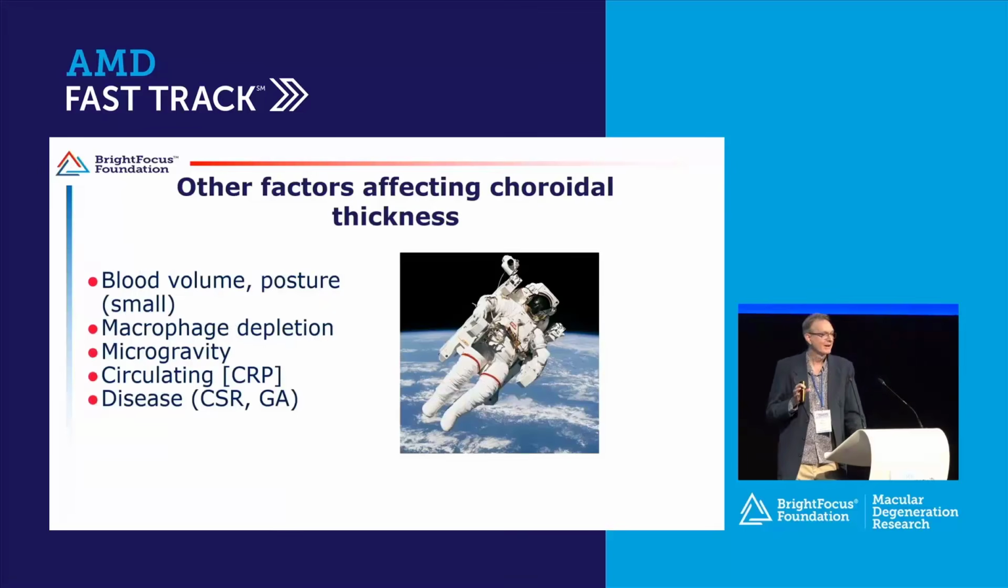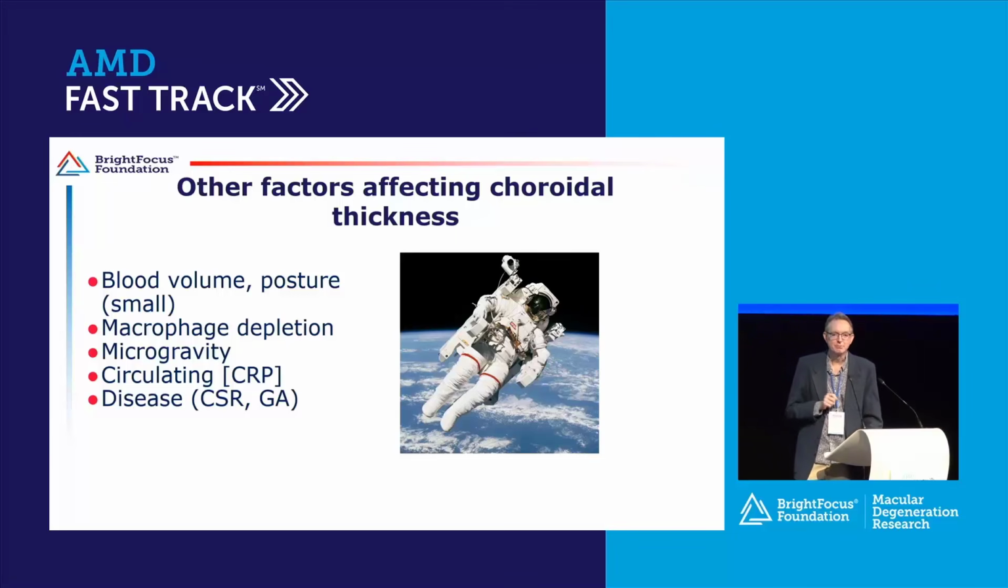There are other things that can affect the choroidal thickness in small ways. So if you consume a large quantity of liquids and increase blood volume, you can incrementally increase the choroidal thickness, but it's small. It changes posture, it changes a little bit.